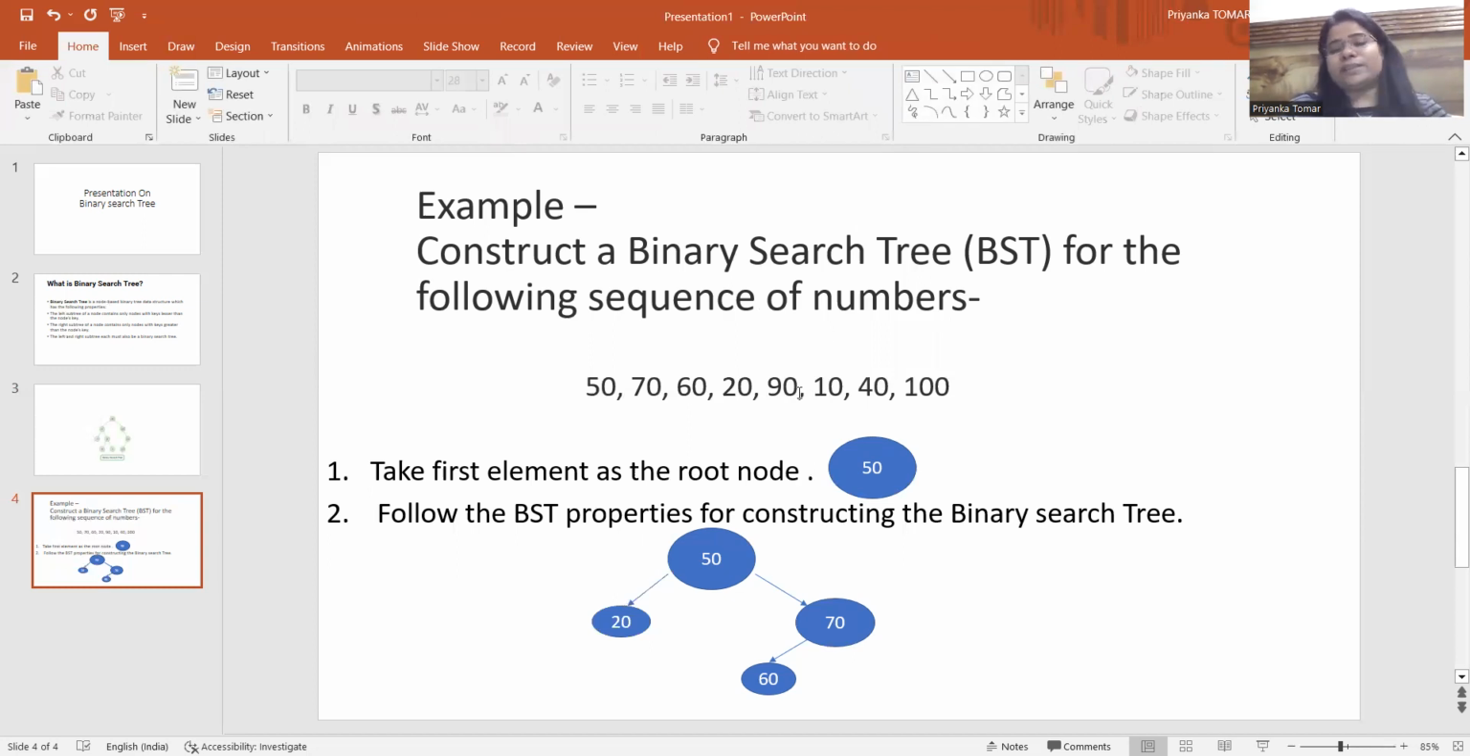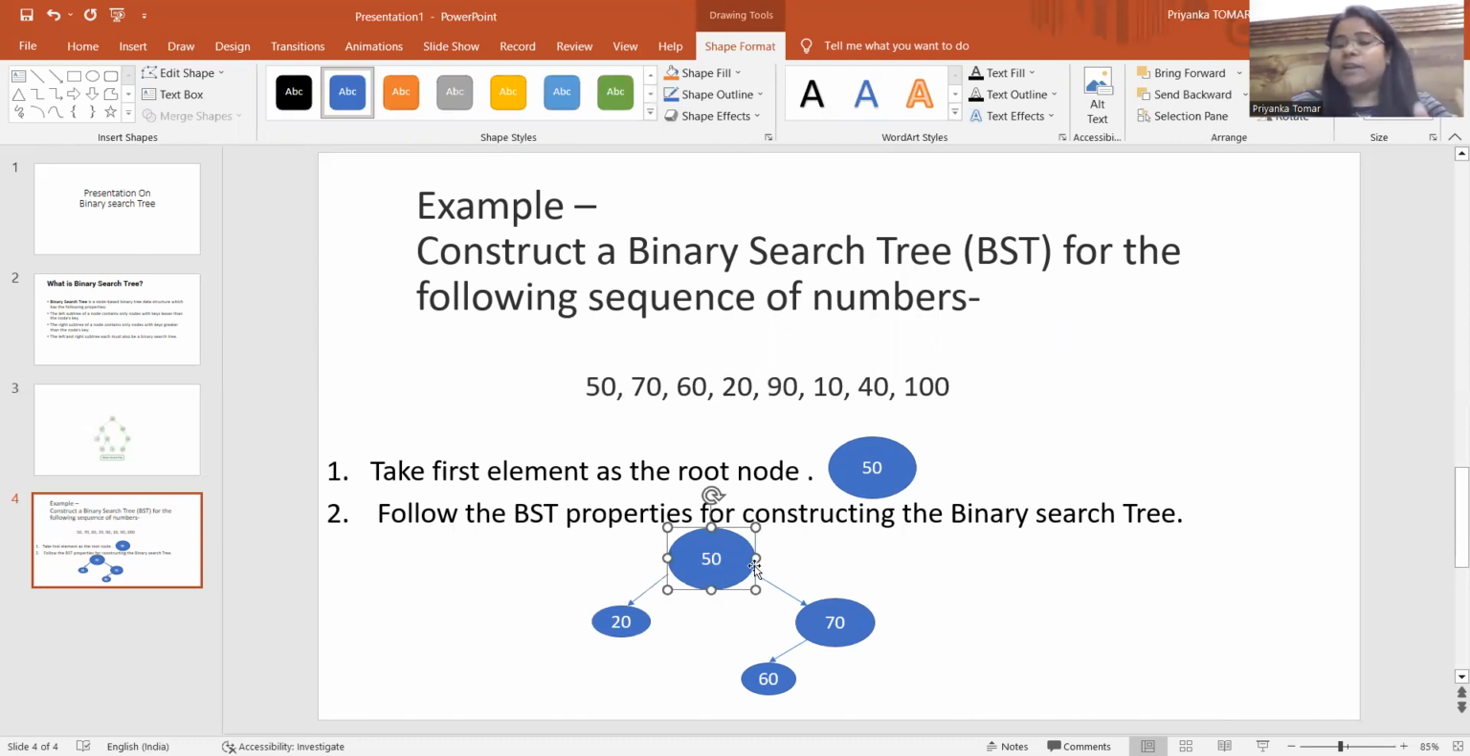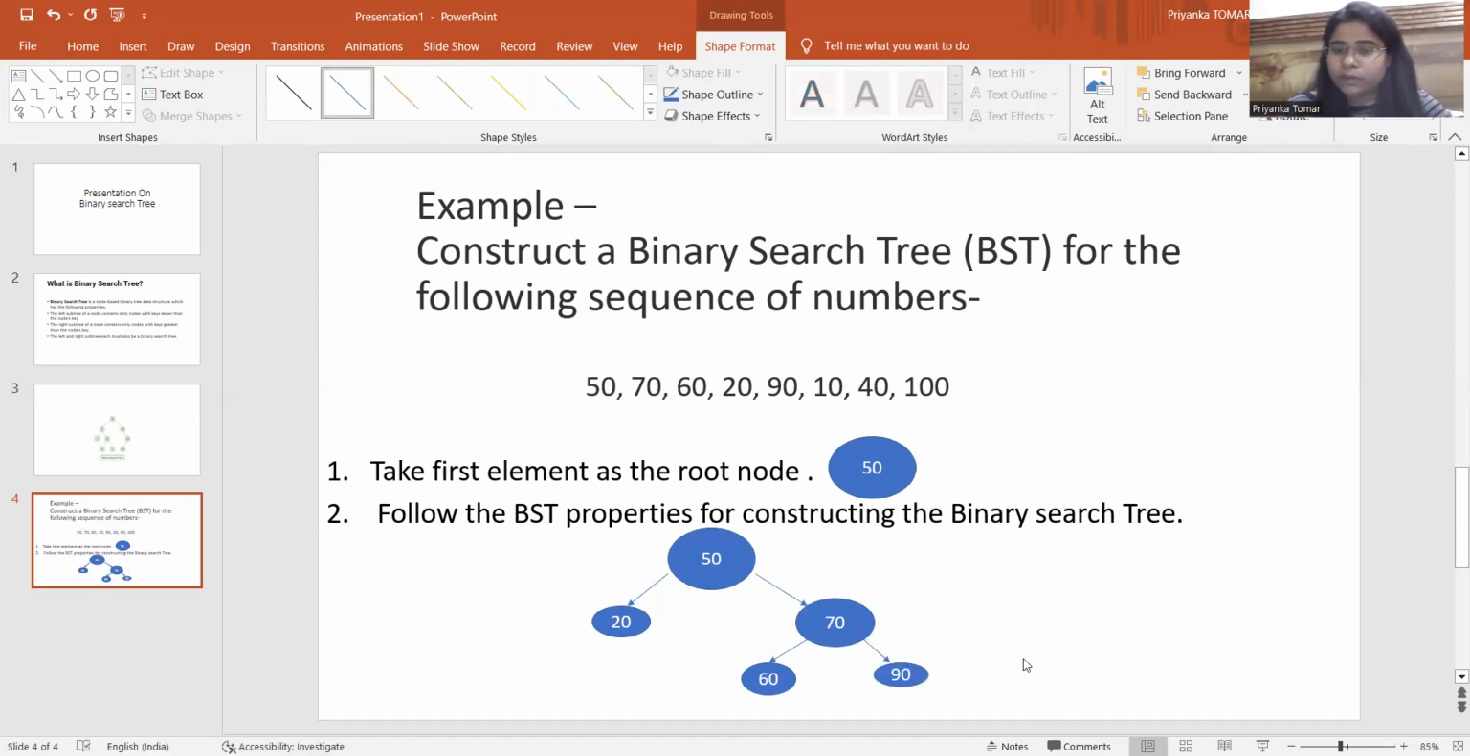Okay, fine. Now the next number is 90. 90 is greater than 50, greater than the root node. So I will place 90 on the right side of the root node. It will be a node of the right subtree. But it will become the right child of 70. Why so? Because it is also greater than 70, right? So I will place 90 here, and it will be the right child of 70.